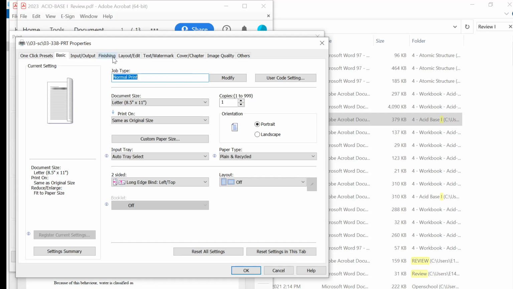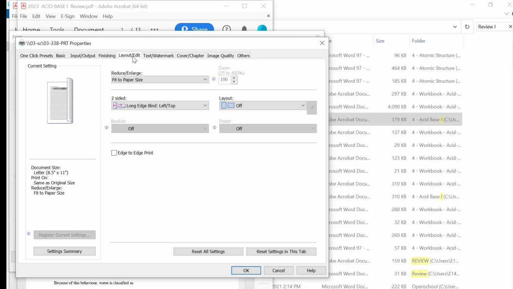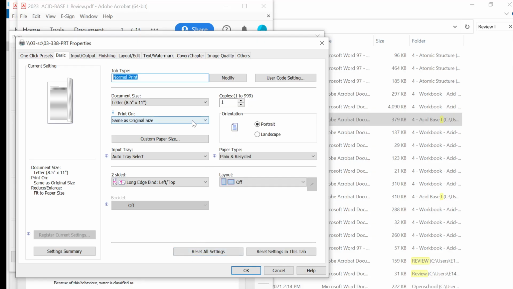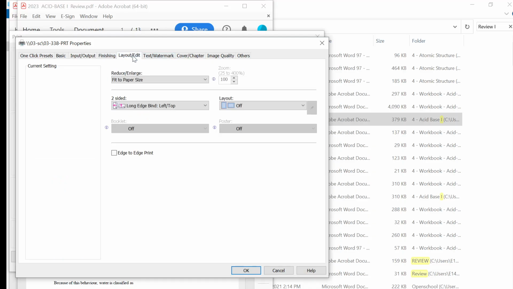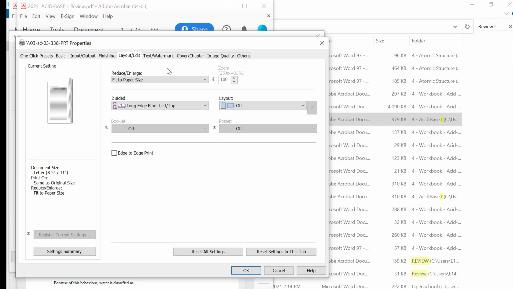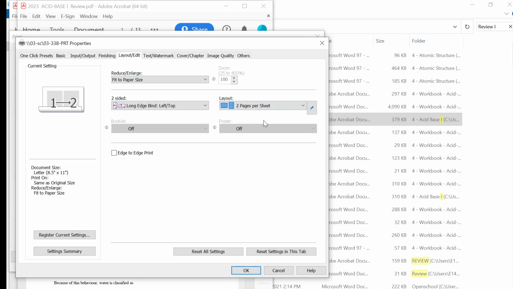Okay. Finishing. No. Layout. Oh. Basic. How do I make it a 2-on-1? Come on. Okay, thank you. Two pages per sheet. Yay.